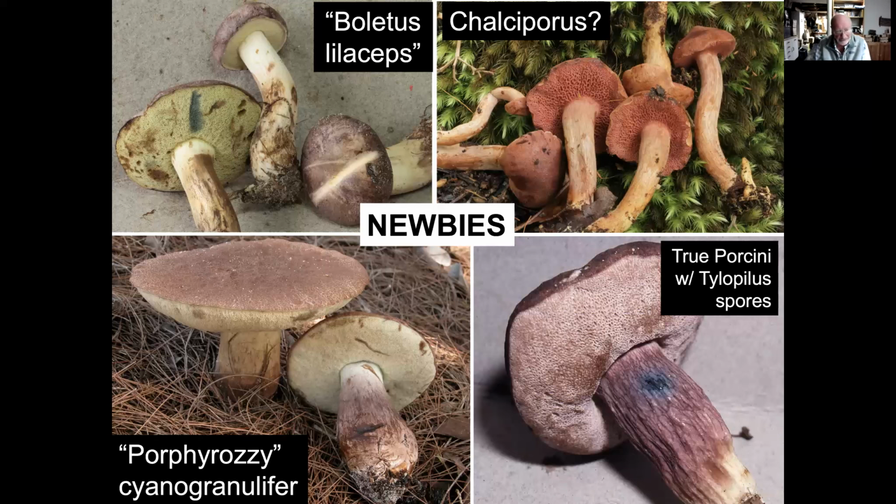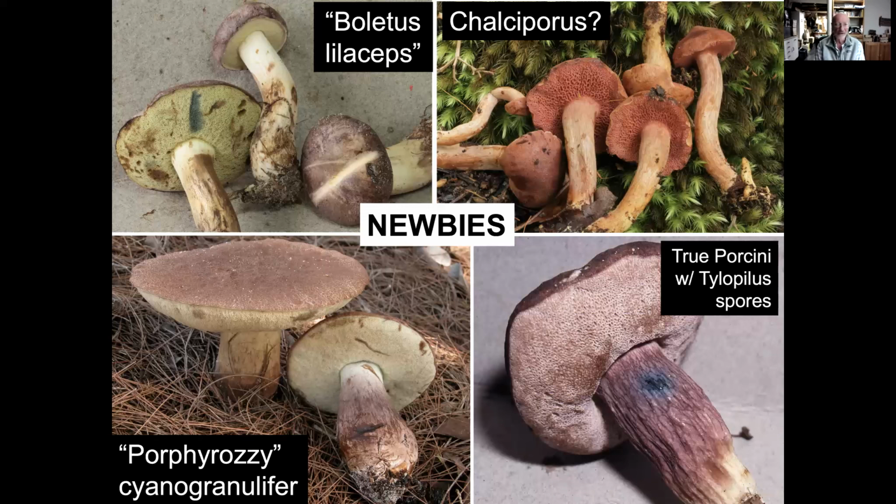Down in the lower left, there's this thing that I call Porphyrazi in quotation marks. Well, it's a genus that we don't know yet. I just made one up. But the species is known. The species is called cyanogranulifer. And I'll show you why in a second. My first inclination after collecting this about 45 times was that it seemed to match a species described from New Zealand called Porphyrellus bruneus. Well, it's not that species. It's not that genus either.